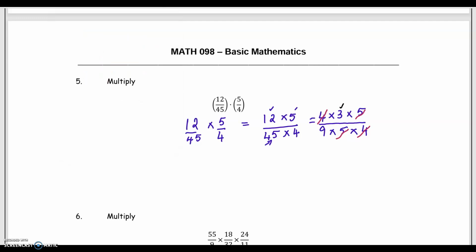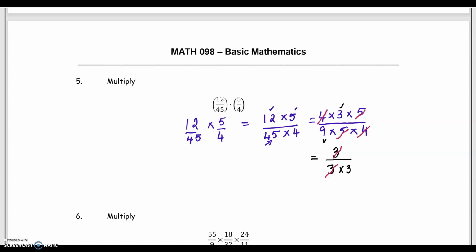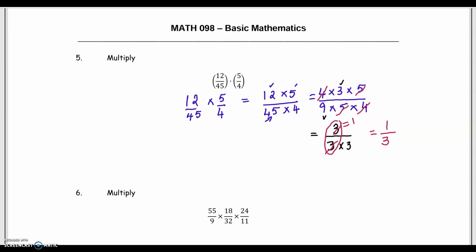I see a 3 in the numerator and a 9 in the denominator. So I'm going to write 3 as 3, 9 as 3 times 3 because I want to cancel the 3 in the numerator with the 3 in the denominator. Now when I do this cancellation, remember that what I'm really doing is saying that 3 over 3 is really equal to 1. So what sits in the numerator is a 1. The 3 remains in the denominator, and my final answer is 1/3.